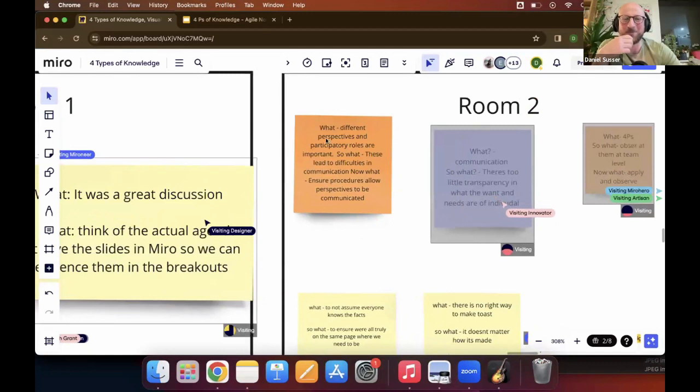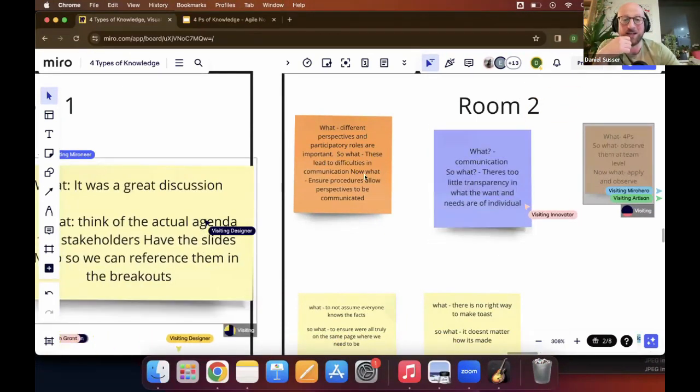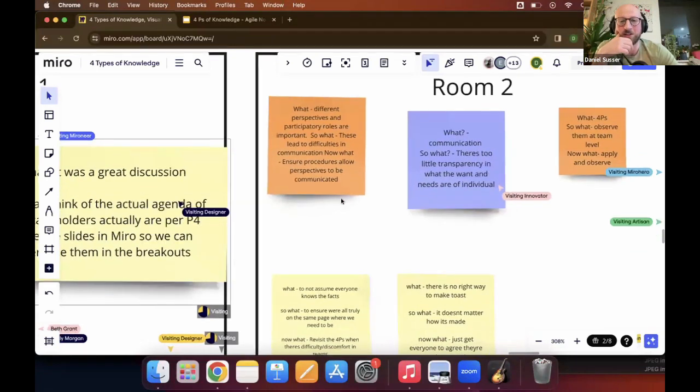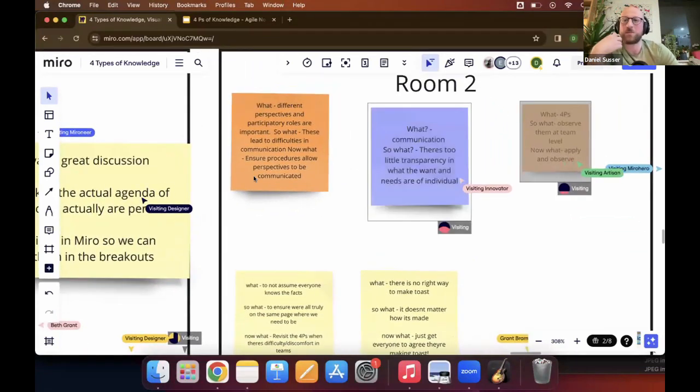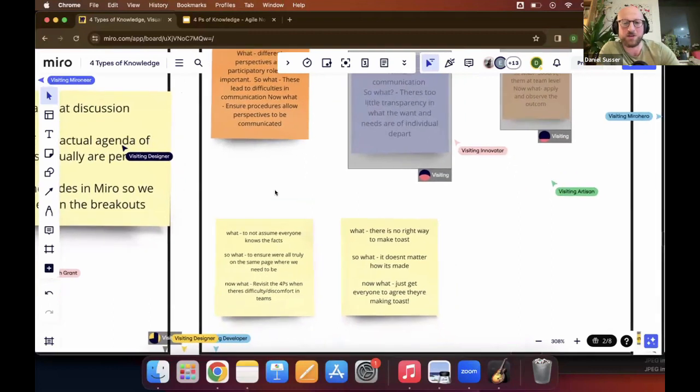Nice. What different perspectives and participatory roles are important? So what? These lead to difficulties in communication. Now what? Ensure procedures allow perspectives to be communicated. Nice, that's a really good one. Yeah, it opens up different tools available to you, right? Well, maybe I'll try this other facilitation method.